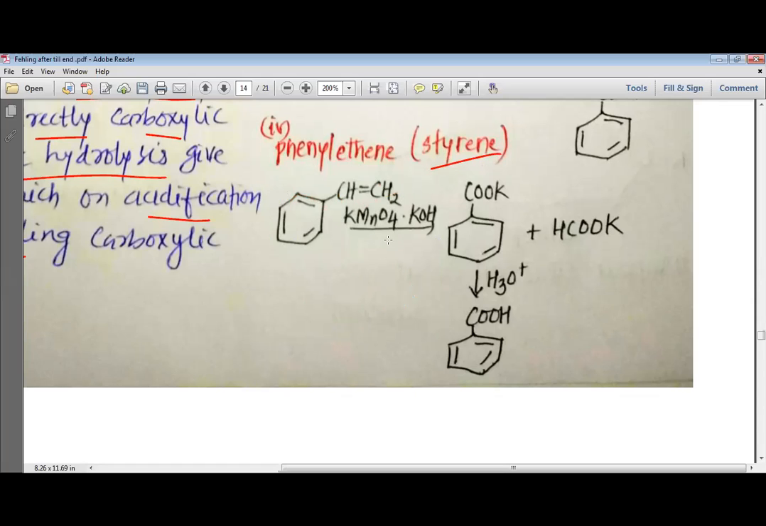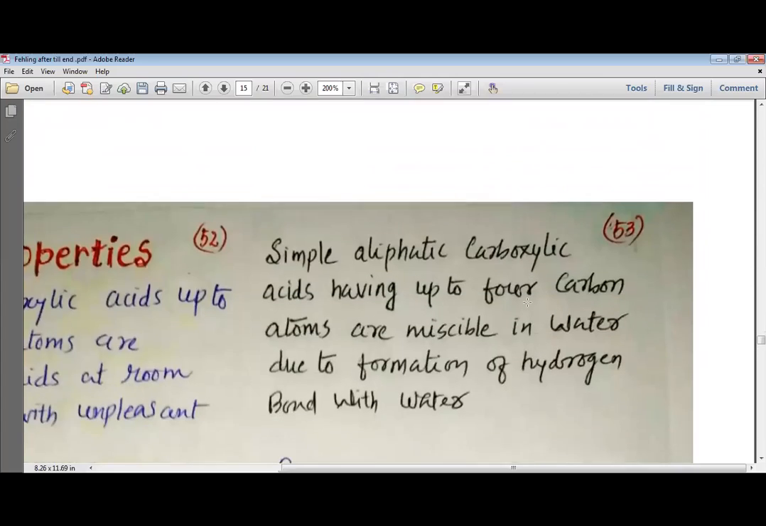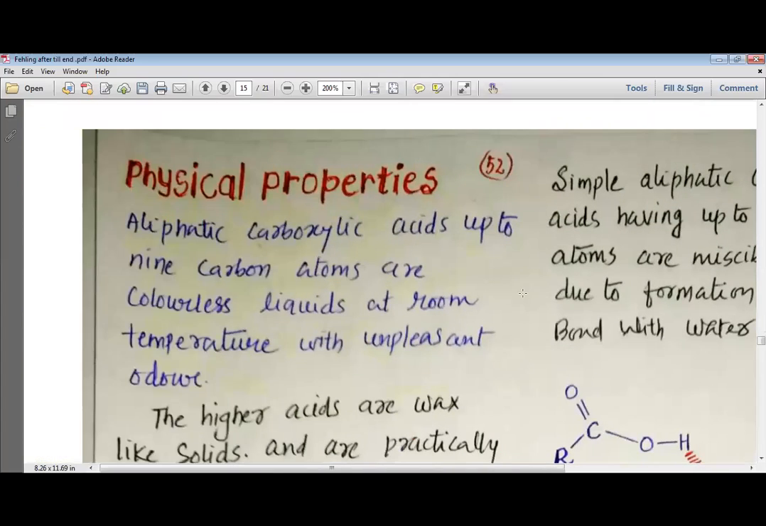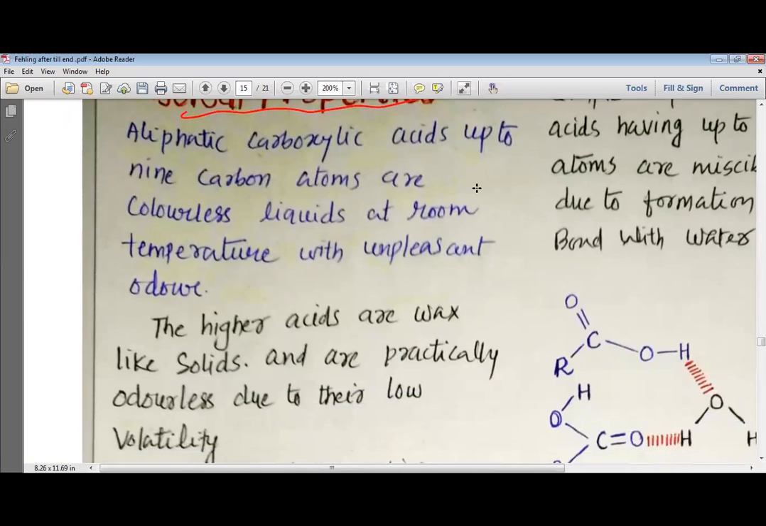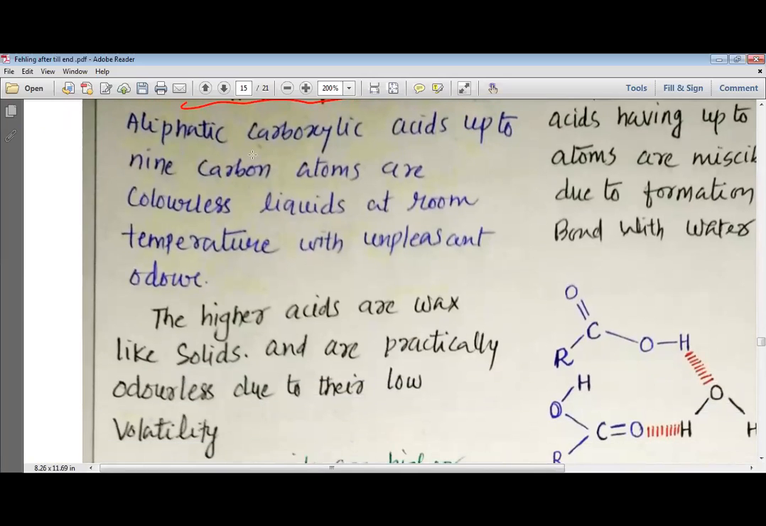So this styrene on oxidation with KMnO4 first gives us the potassium salt of benzoic acid, and then on acidification with mineral acid we get benzoic acid. So this is how, my dear students, we can convert the various compounds into benzoic acid. Now, my dear students, we are going to study the various physical properties of carboxylic acid. Let us understand the physical properties of carboxylic acid.